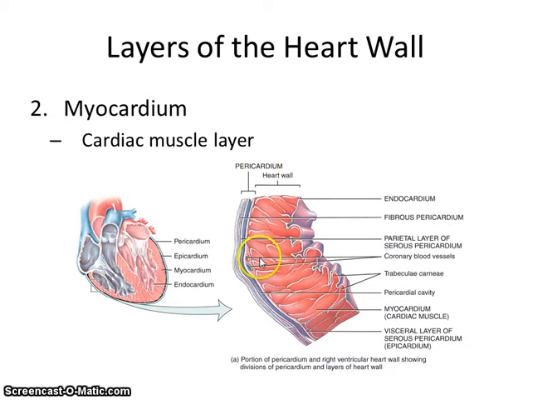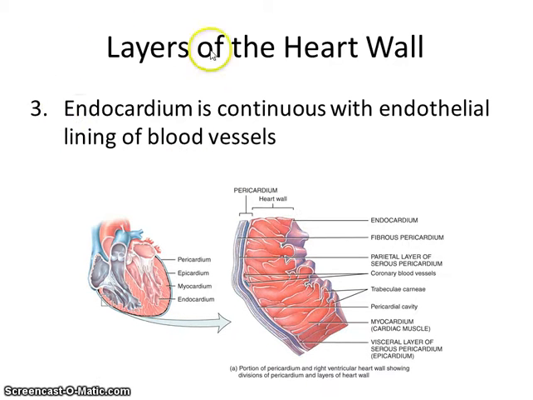Next, the thickest layer is your myocardium, myo meaning muscle. So this is the cardiac muscle tissue. And the inner layer is the endocardium. Endo inner, it's a smooth layer of cells that are the same as the inner layer of your vessel walls. It's very smooth, it helps reduce friction, move blood through more easily.